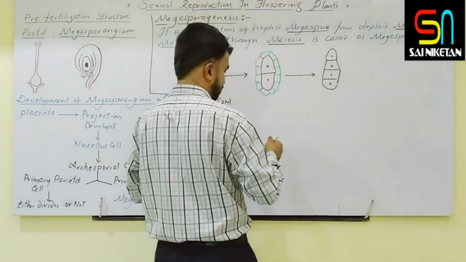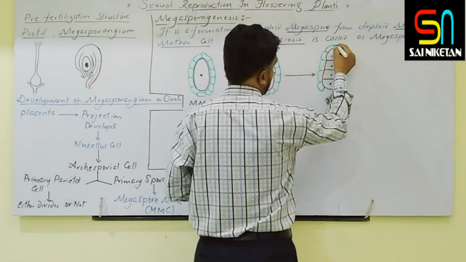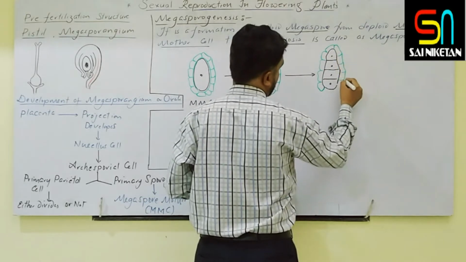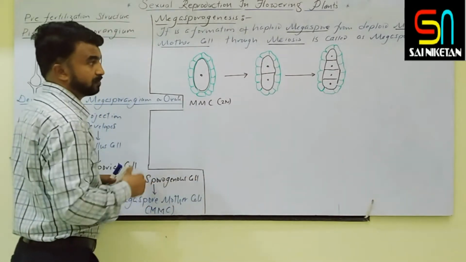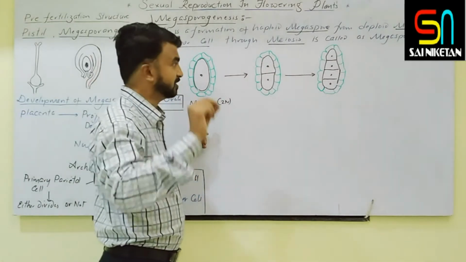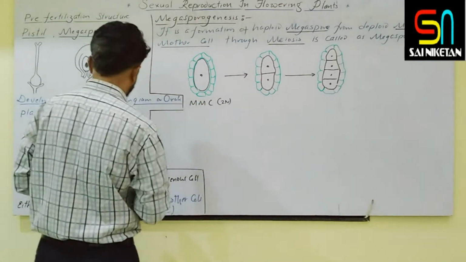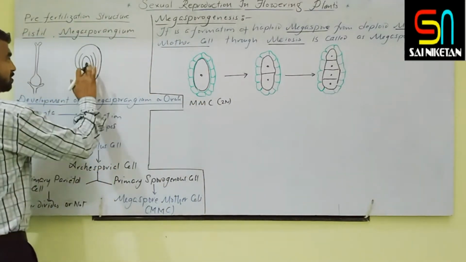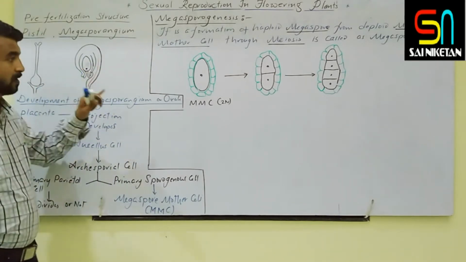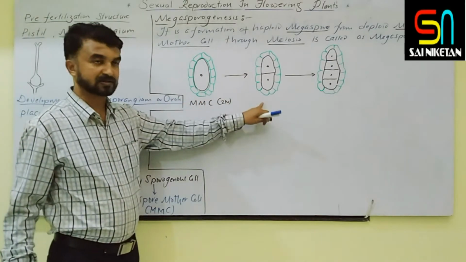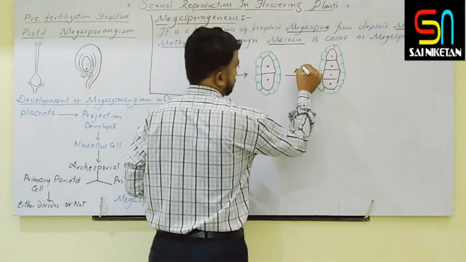So these are the 4 megaspores still surrounded by the nucellar cells. Now correlate to the position. So this megaspore mother cell is present toward the micropylar region here. This megaspore mother cell undergoes first meiotic division. This is meiosis 1, and this is meiosis 2.